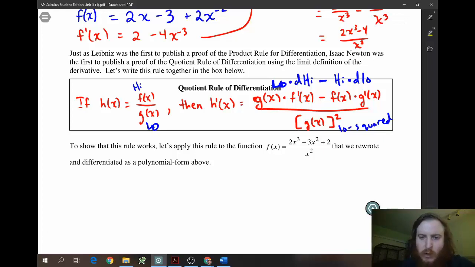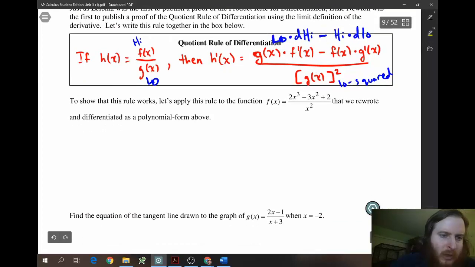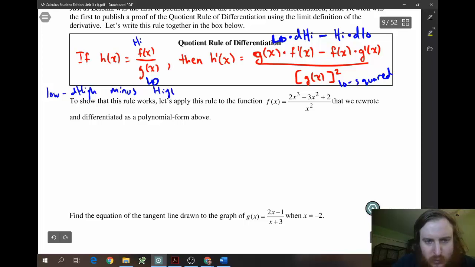And whenever I do quotient rule, I never memorize the whole g of x f thing. I just memorize low d high minus high d low all over low squared. So if you want to write that out, just write out the words, right? Low d high minus high d low all over low squared. So that's how we say it.